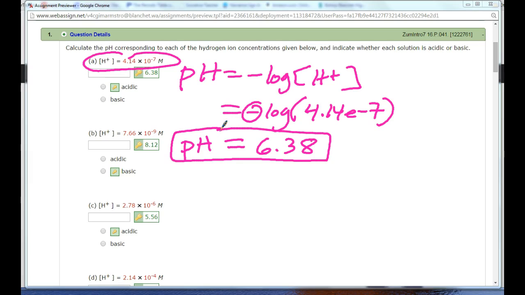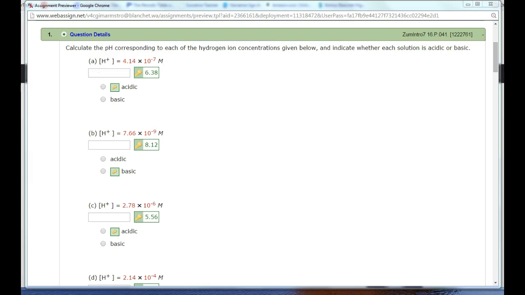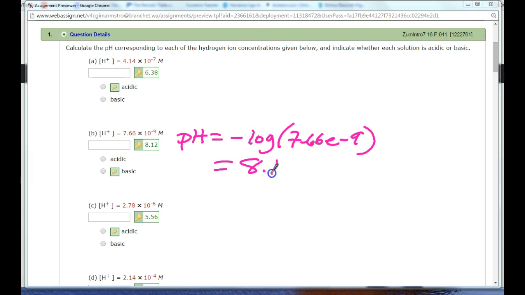Let's do the next one. So it's the exact same process. pH equals negative log of 7.66 E minus 9, and you hit the equals button, and the pH is 8.12, and I forgot to do this other part.